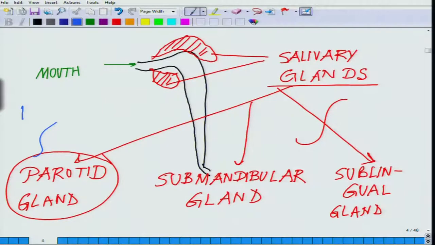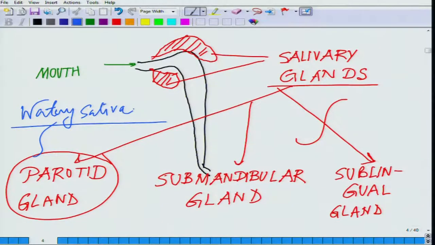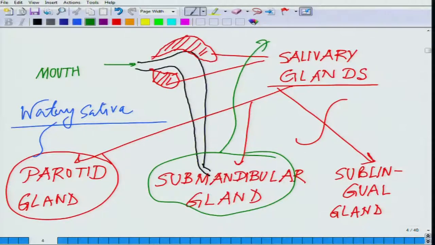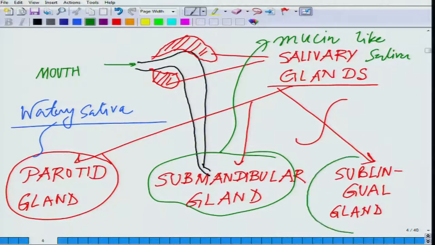leads to more of a watery saliva. They have different secretion profiles. The submandibular gland, I'll put it in green, is more like mucin-like saliva. It's a polymer. And the sublingual gland is basically the mucosa, more like a mucus kind of secretion.